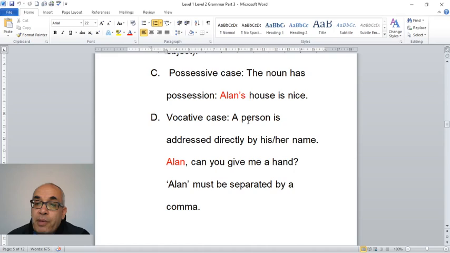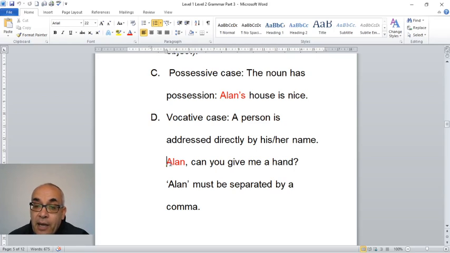Vocative case, a person is addressed directly by his or her name. Alan, can you give me a hand? Alan, can you give me a hand? So Alan must be separated by a comma. So here I am calling Alan, I'm asking him to come and give me a hand to help me with something, and that's why I put here, Alan.